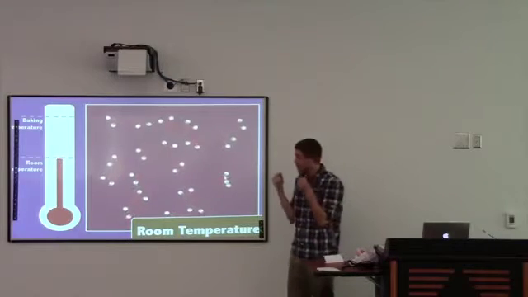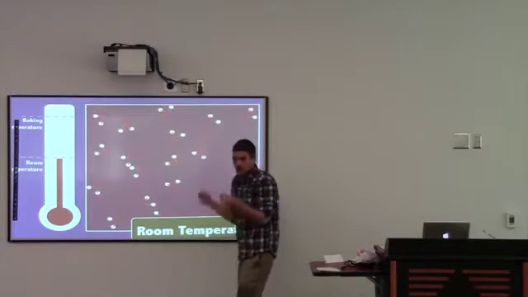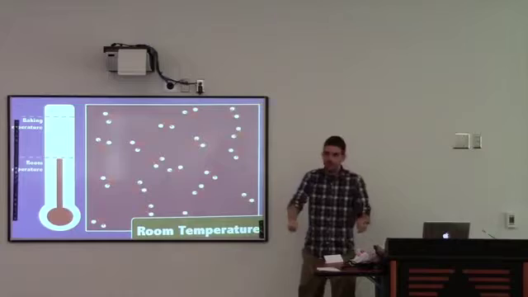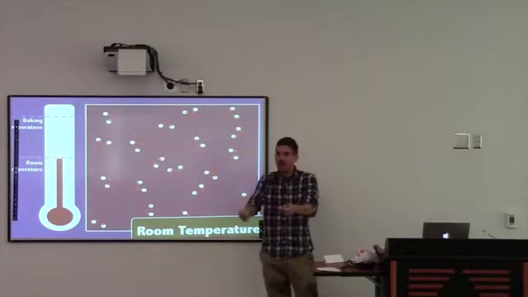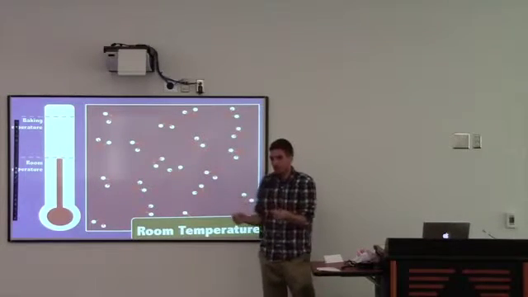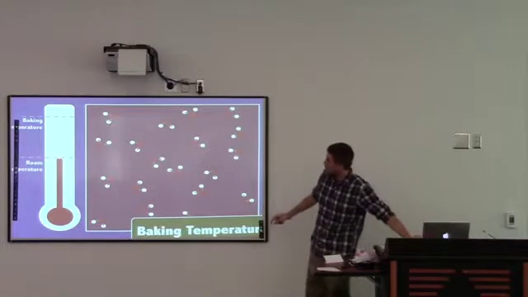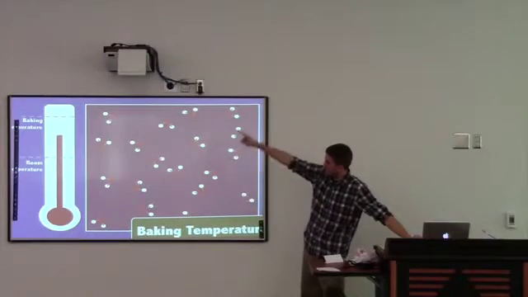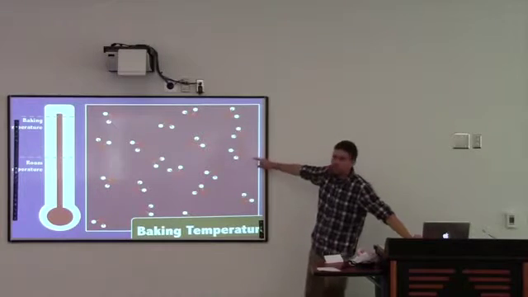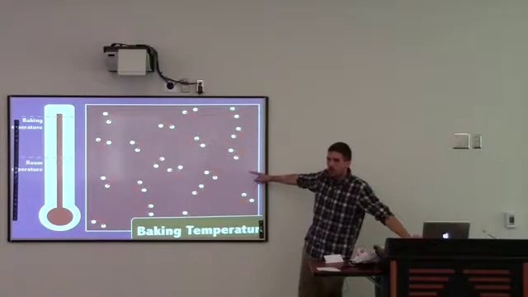Okay, we're going to put the dough into the oven at 350 degrees. Is it higher or lower than room temperature? Higher, yeah. So when we raise the temperature to the baking temperature, does anyone have any guesses what might happen to the water? Is it going to move? Yeah.